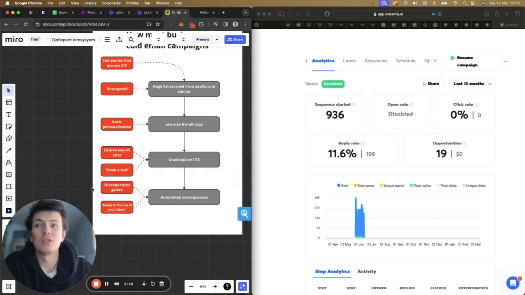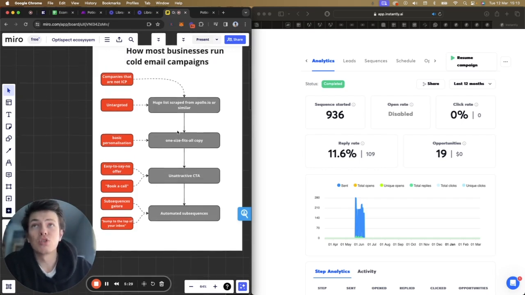Relying on subsequences to book your calls, and in each subsequence including a link to Calendly. That's one way to get serious prospects to never book a call with you. Okay. So this approach, of course, still works, and you get, as I said, 2, 3, 4% reply rates, and you get some calls here and there.